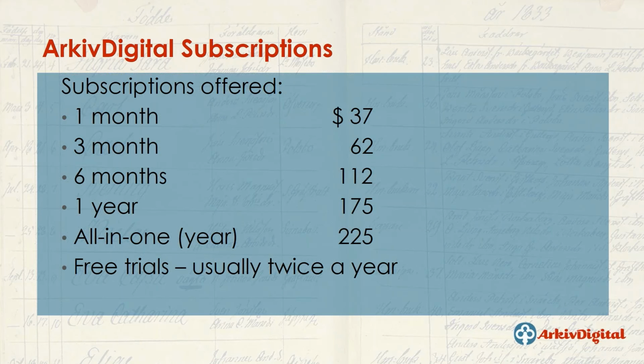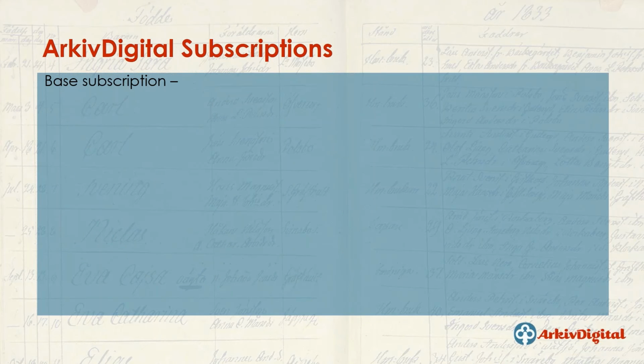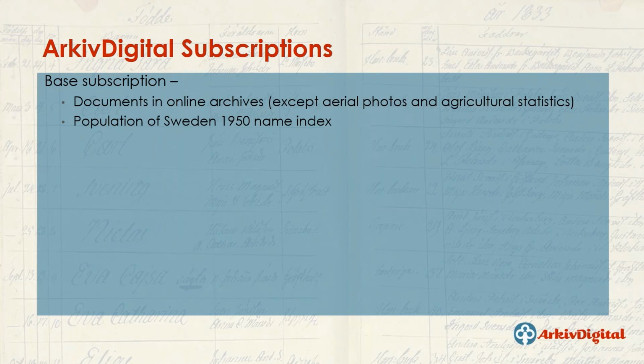And usually you can find free trials twice a year. This past weekend was actually the free trial, so there's going to probably be another one, another 6 months or so. They have the base subscription. You can look at all the documents in the online archives, except for the aerial photographs and the agricultural statistics. And you can also look in the population of Sweden 1950 name index.